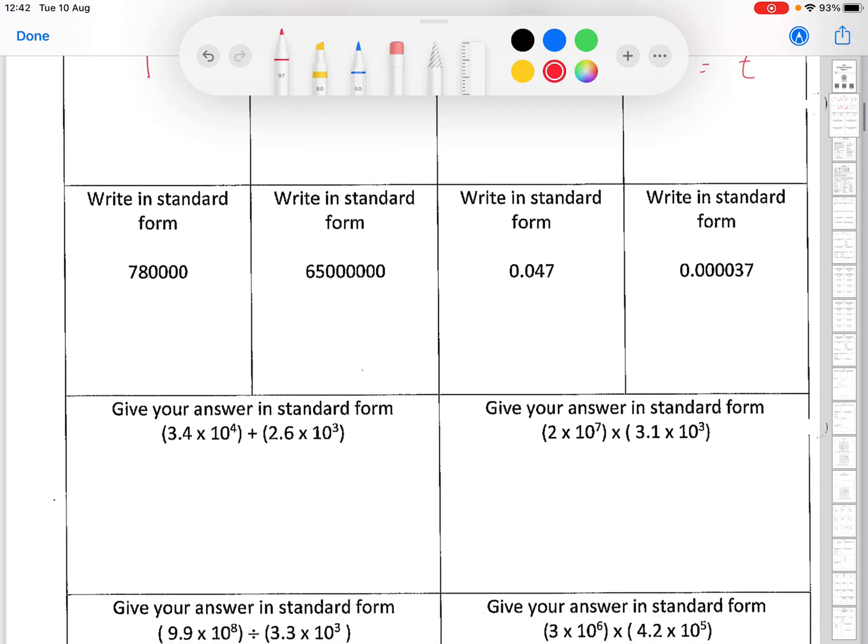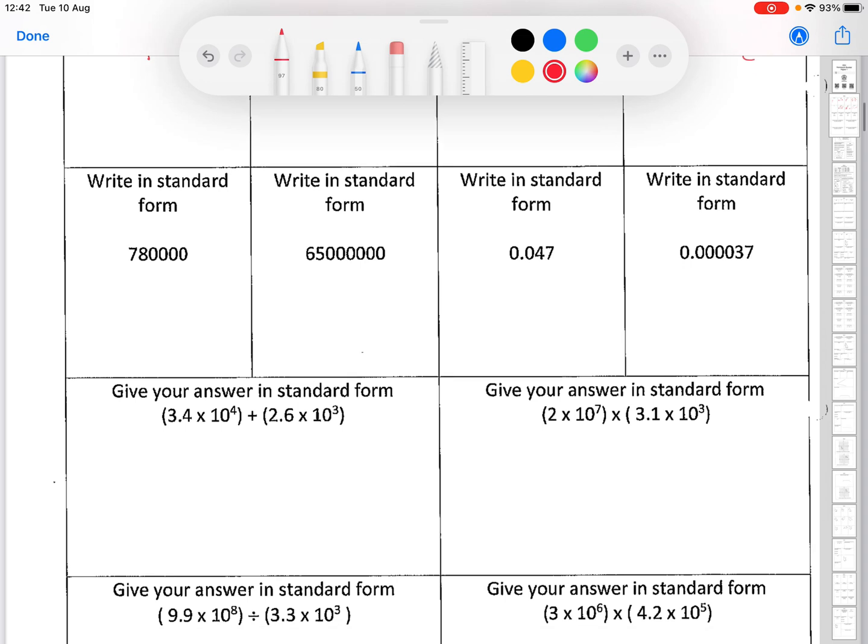Okay, so those were our indices ones. Let's have a go at the standard form ones underneath. So 780,000. So this would be 7.8 times 10 to the power. And then we would just think about how many times you would times 7.8 by 10 to get that first number. I like to just count the numbers after my first one, so it's quicker. So I go 1, 2, 3, 4, 5. So that is to the power of 5.